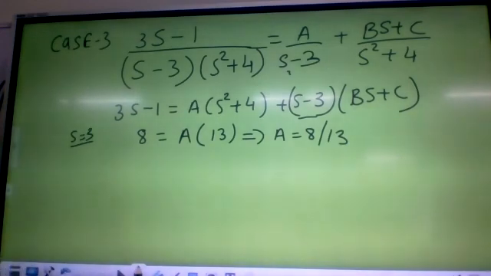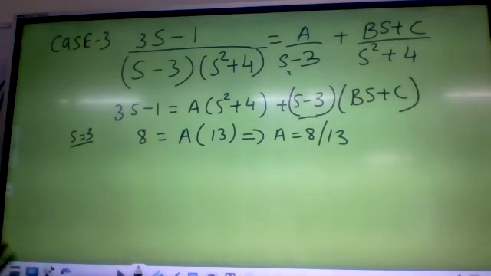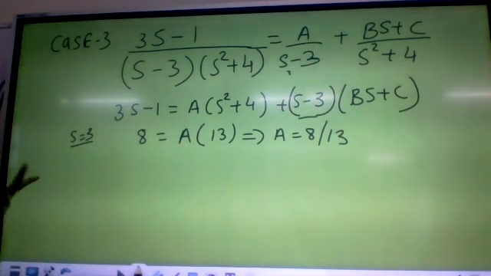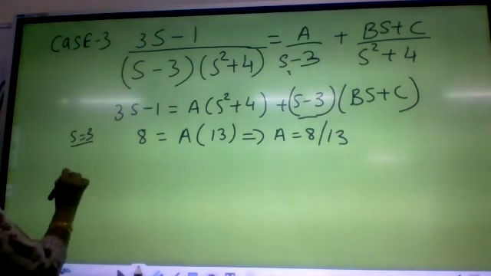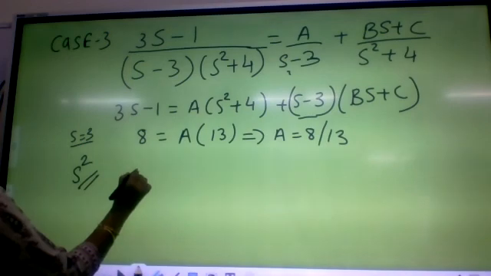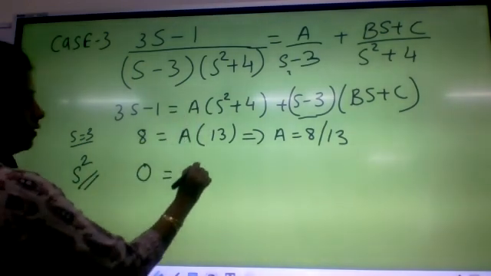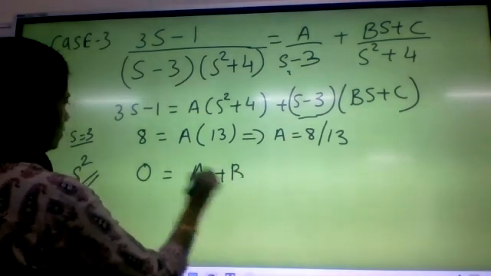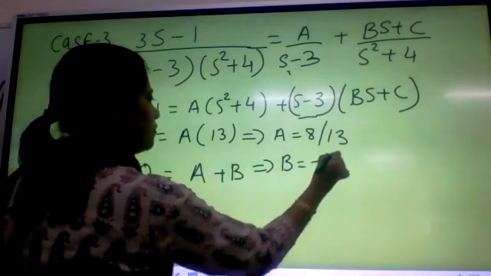Right? Now for B and C, if I randomly put the value of S, it will become a little bit complicated and you have to solve simultaneous equations. Yeah, you can easily solve because you have calculators. If not, what is the other way? Comparing the coefficients. See now, compare the coefficient of S square. What is the coefficient of S square here? Nothing. So 0. What is the coefficient of S square there? A plus B. Right? Implies B is equal to minus 8 by 13.